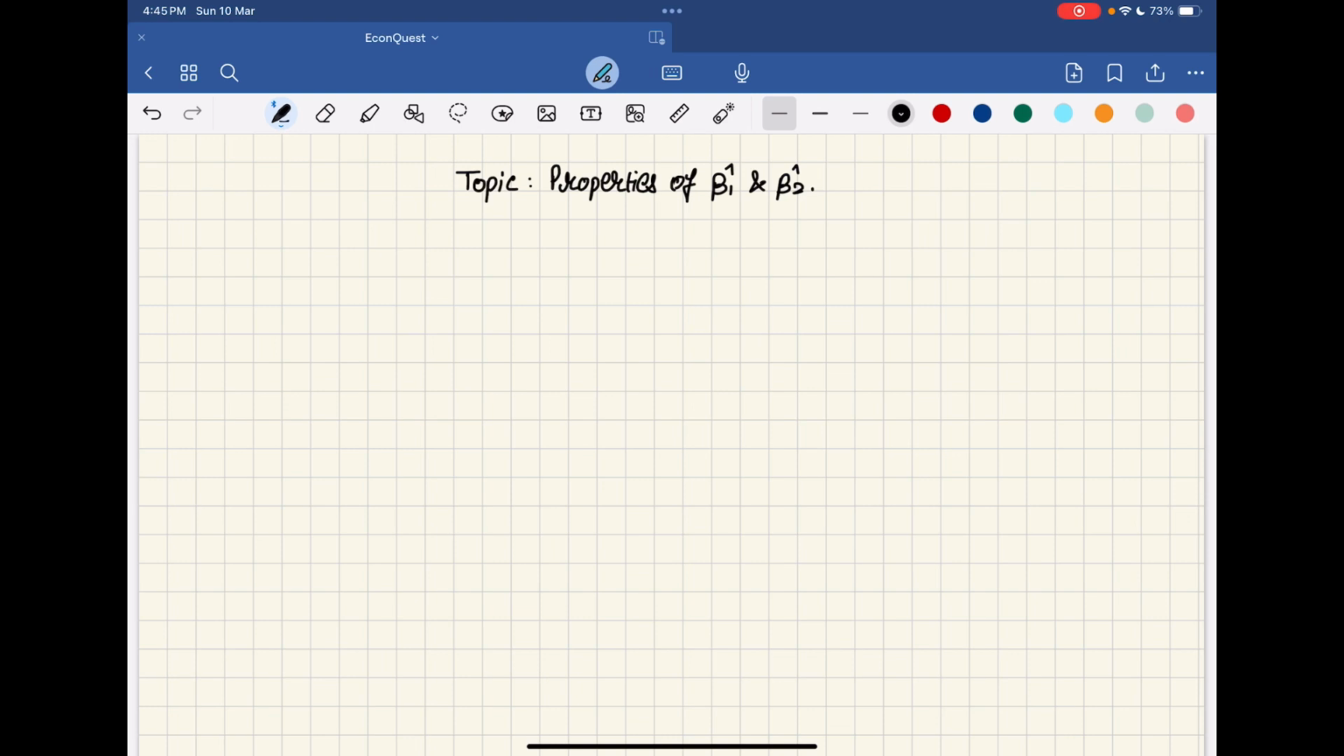Hello everyone. In this video, we will talk about the properties of beta 1 hat and beta 2 hat that we have estimated using the OLS method.